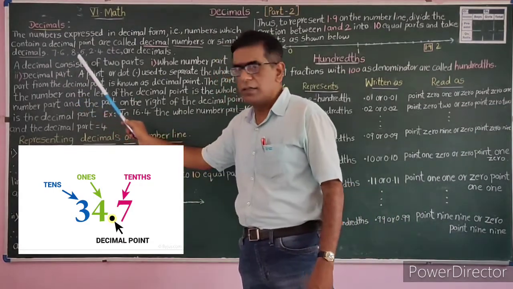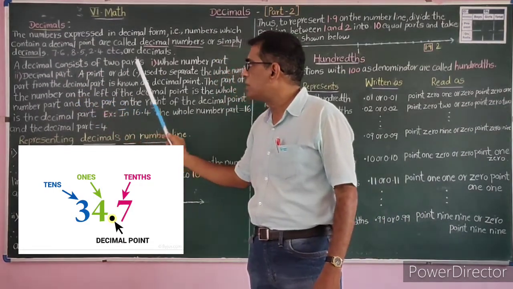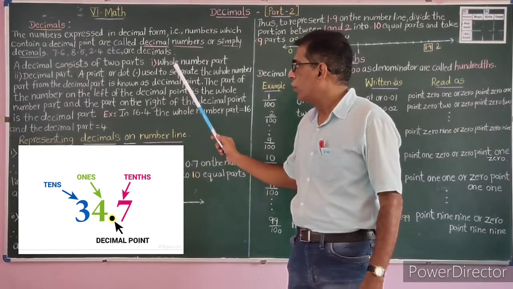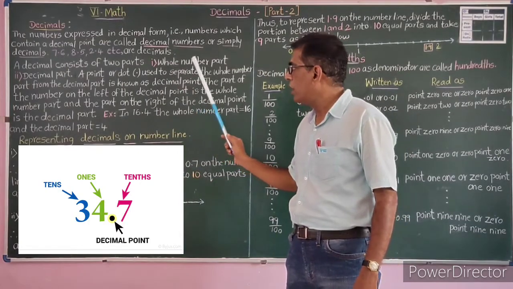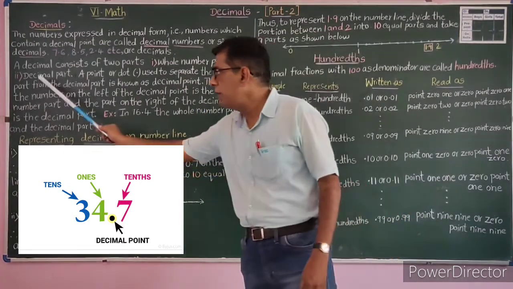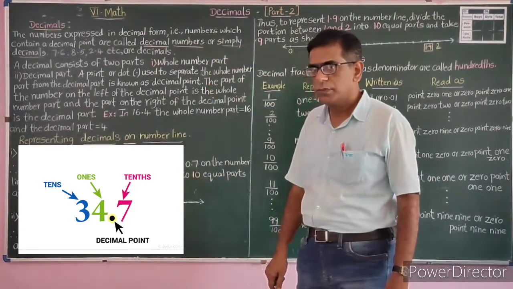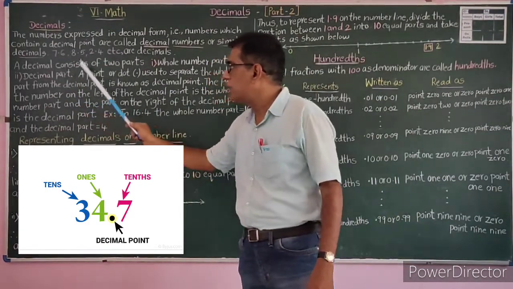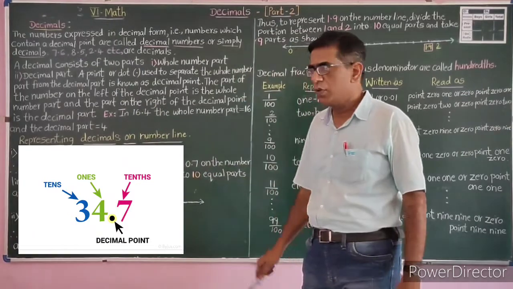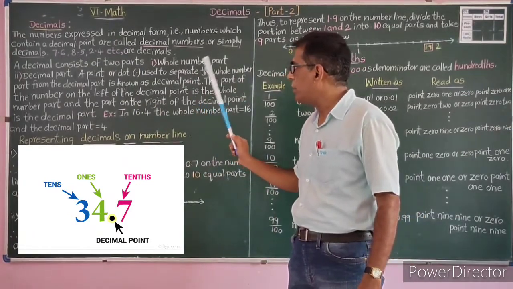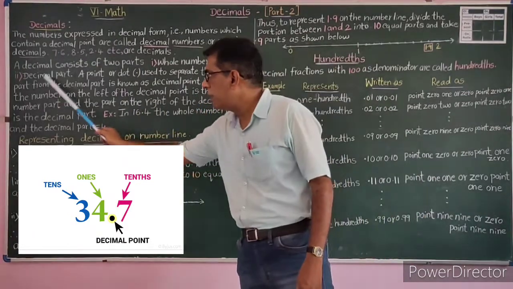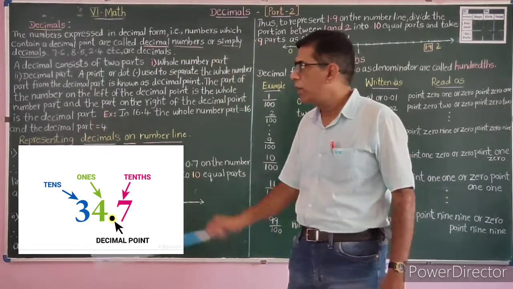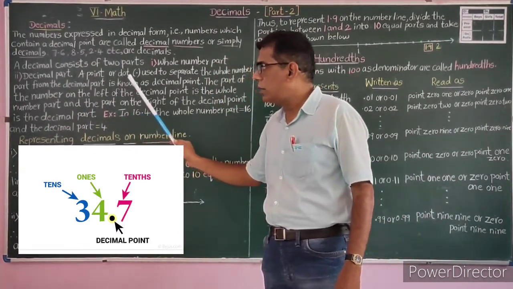A decimal consists of two parts. First one, the whole number part. Second one, the decimal part. A point or dot.